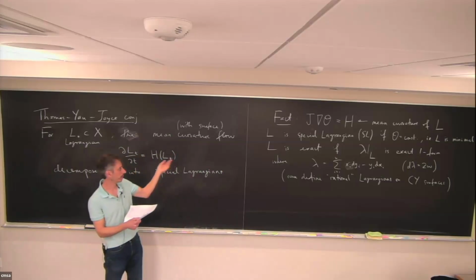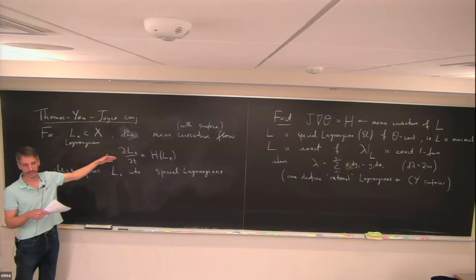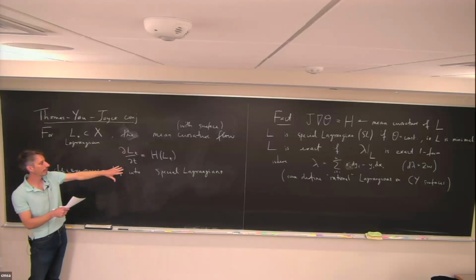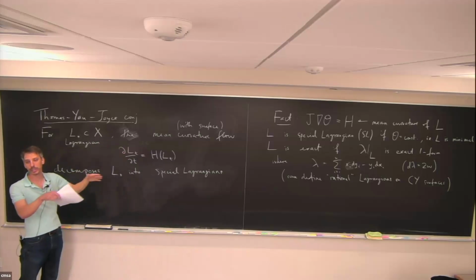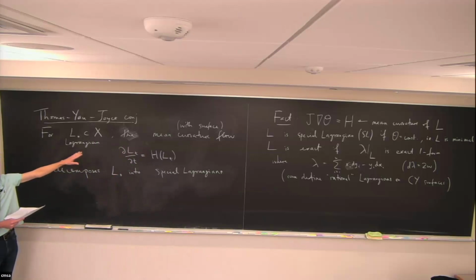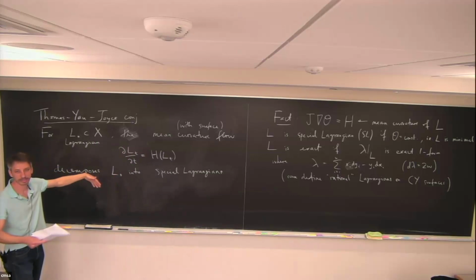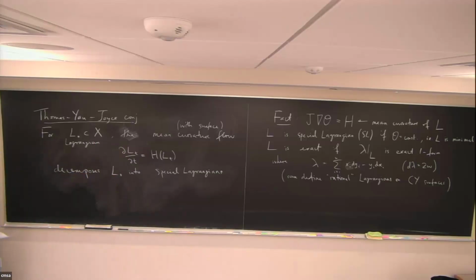So this would be a very general existence statement, and it would say that any Lagrangian is built up out of special Lagrangians. That's deliberately very vague, because we're so far from being able to do anything like this that it doesn't make sense to make some big, precise conjecture. Yes? Is there anything about uniqueness?